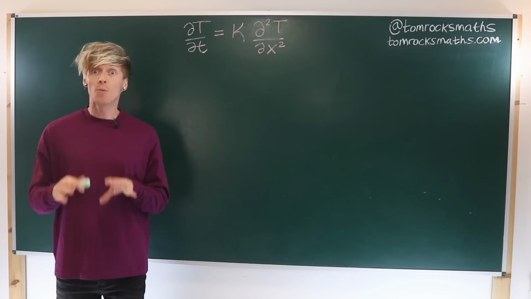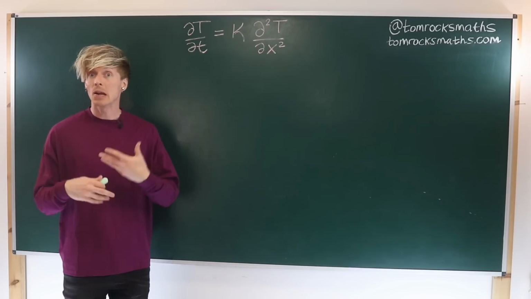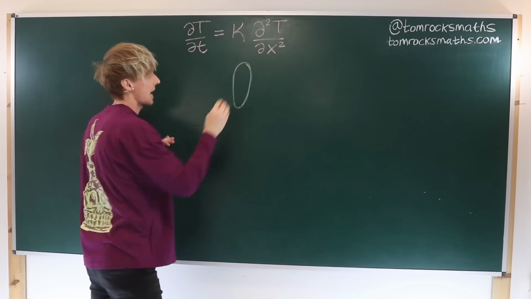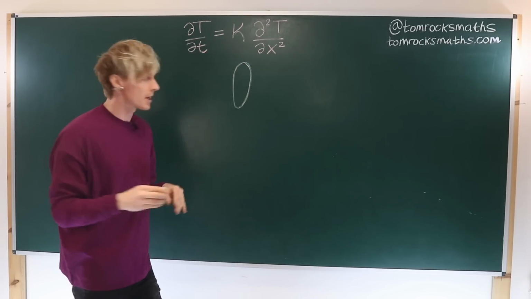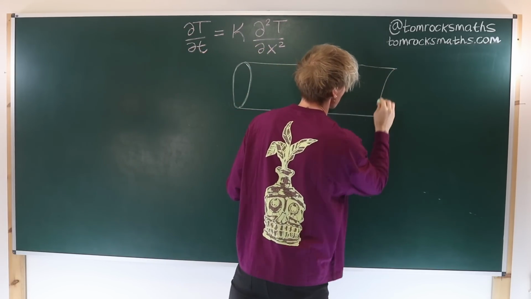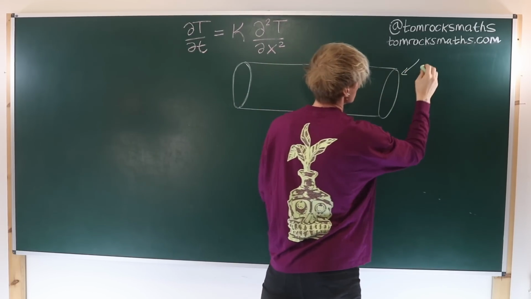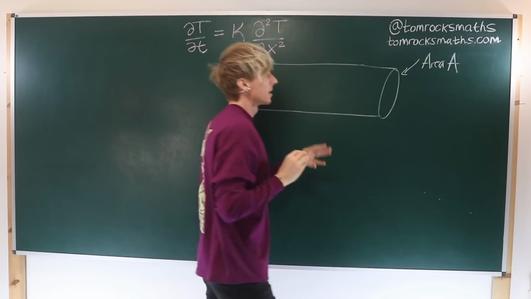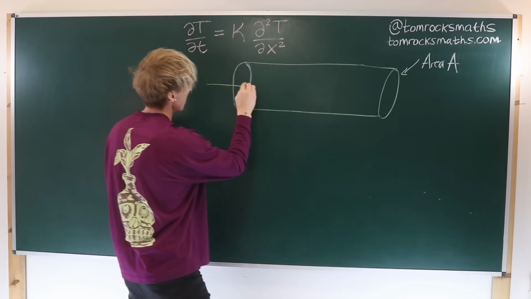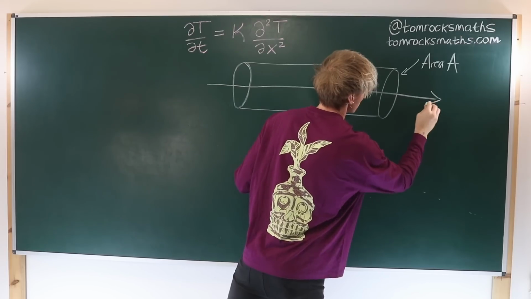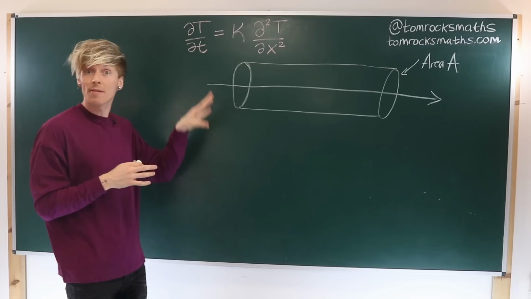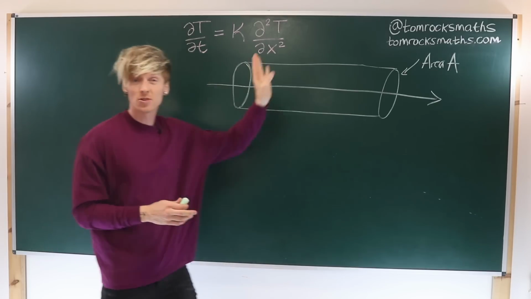To derive the equation in 1D, we start by imagining a long rod along which the heat is flowing. I'm going to draw this as a very long and thin cylinder, and this is going to have some fixed cross-sectional area which is going to be equal to A. Now we're studying this in one dimension, so I'm going to add my x-axis through my very long, thin cylindrical rod, and the direction of travel of the heat is going to be from the left to the right.